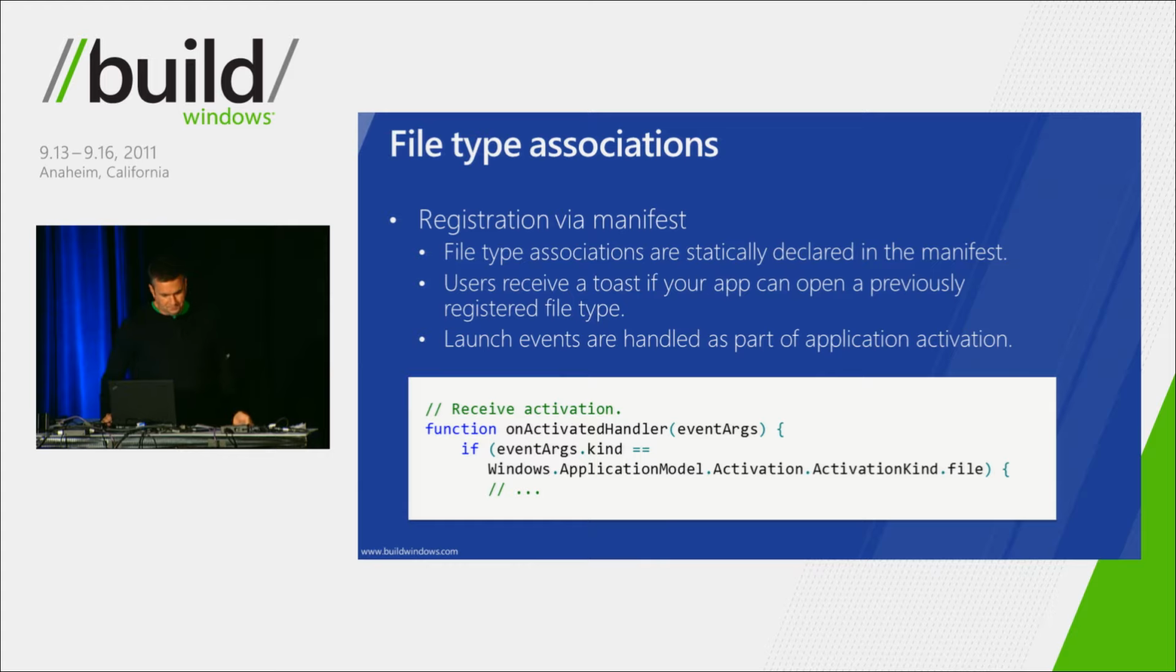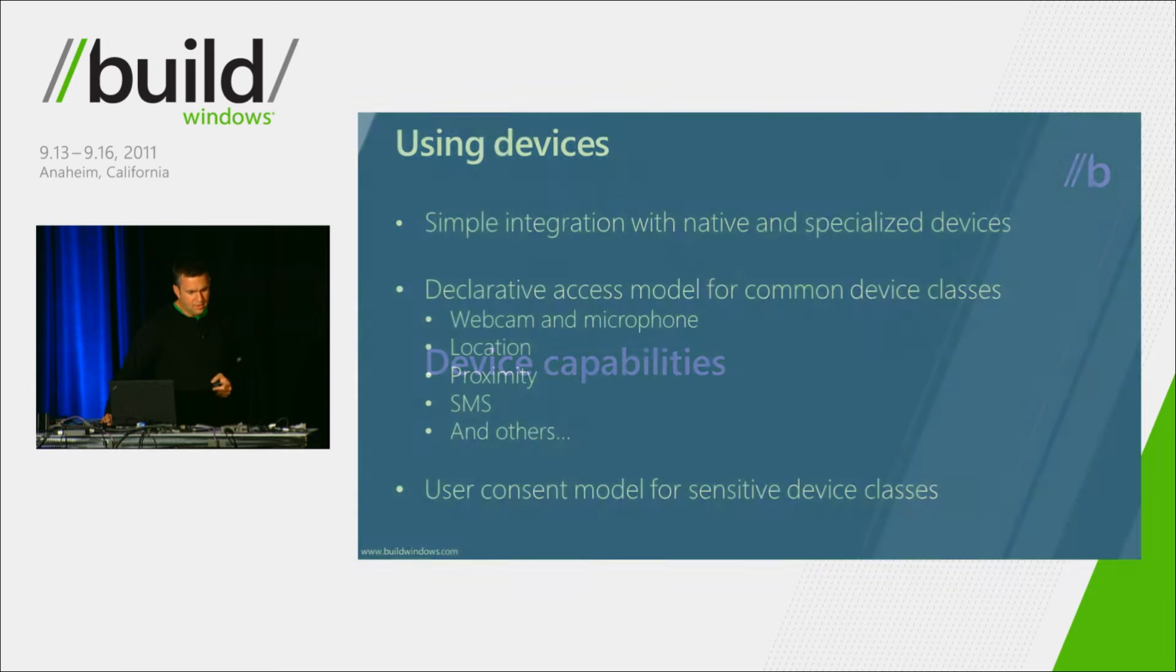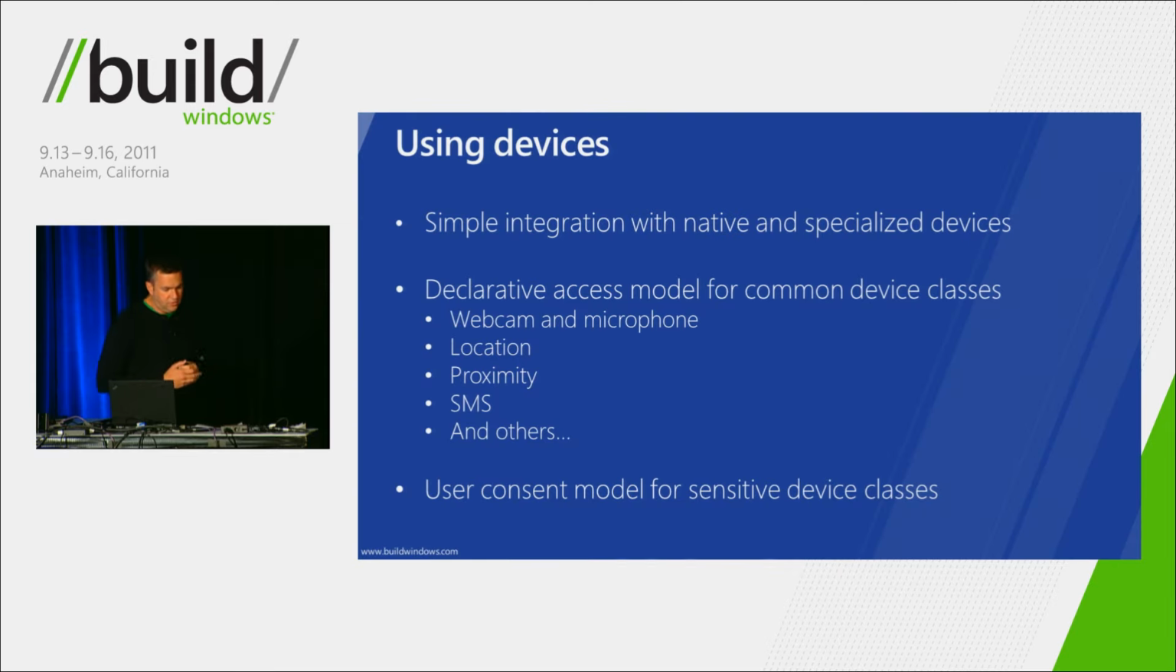All right. So let's complete our set of demos by looking at how we access devices. As with file system access, the integration is straightforward. There's declarative access to the most common device classes, and as I mentioned, there is a mechanism to enable you to use new devices as they become available in the future. Many of these devices have sensitive user information, and so there is a user consent model for them, and we'll get into taking a look at that.